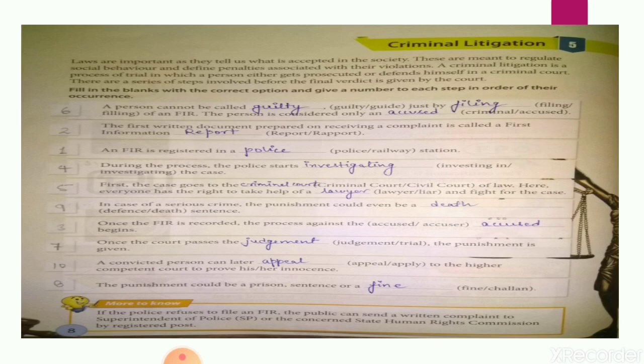Then seventh, once the court passes the judgment, the punishment is given. Eighth, the punishment could be a prison sentence or a fine. Ninth, in case of a serious crime, the punishment could even be a death sentence. After that, the 10th point, a convicted person can later appeal to the higher competent court to prove his or her innocence.